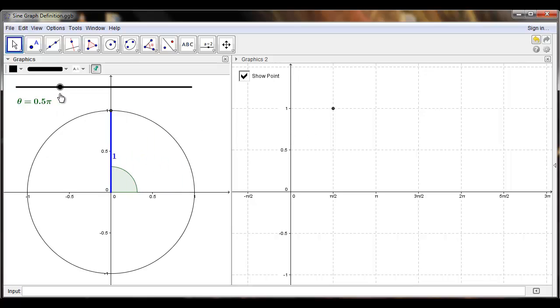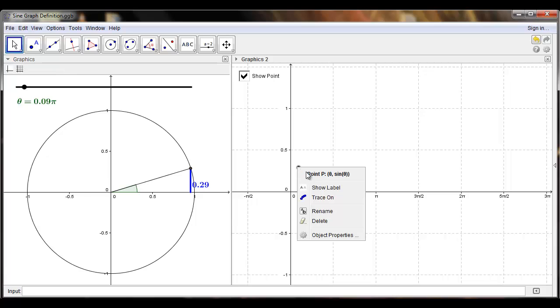Similarly, if I bring this along to pi on 2, we can see, yep, it's got an x-coordinate of pi on 2, its height is 1, that's the value of sine. And so on, going through. Now, what I'm going to do now is I'm just going to show the trace for this point. Now the trace, not the label, the trace. The trace allows us to just keep points graphed as this point moves. So it'll leave a trail of points behind it. And we'll just have a look at the shape of the graph that we get.